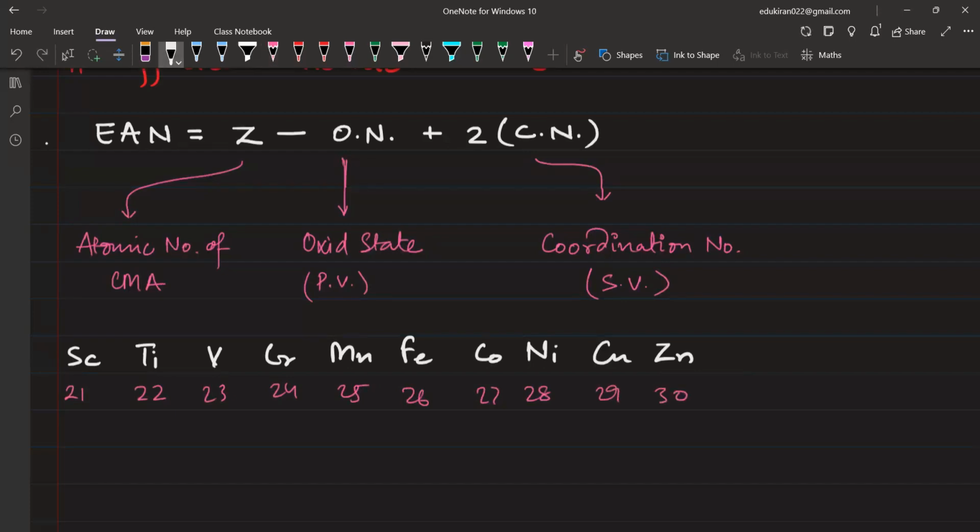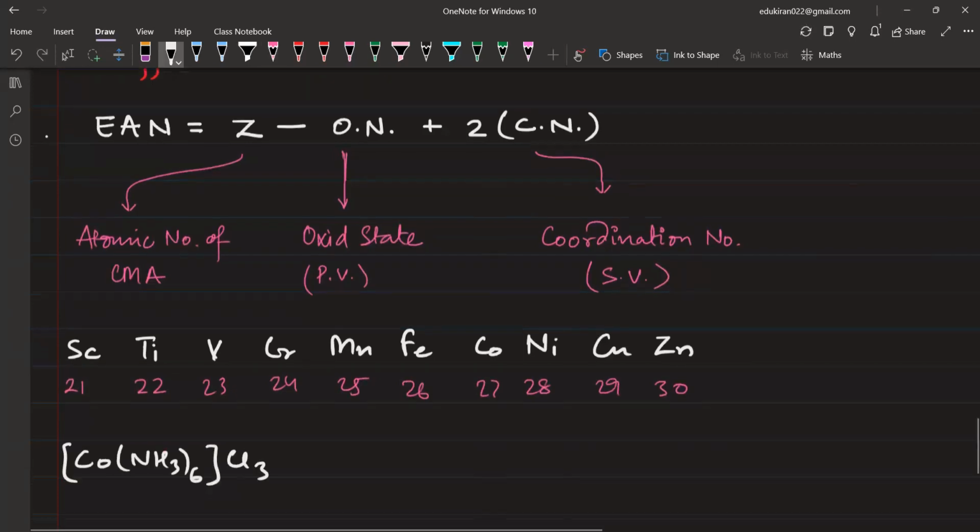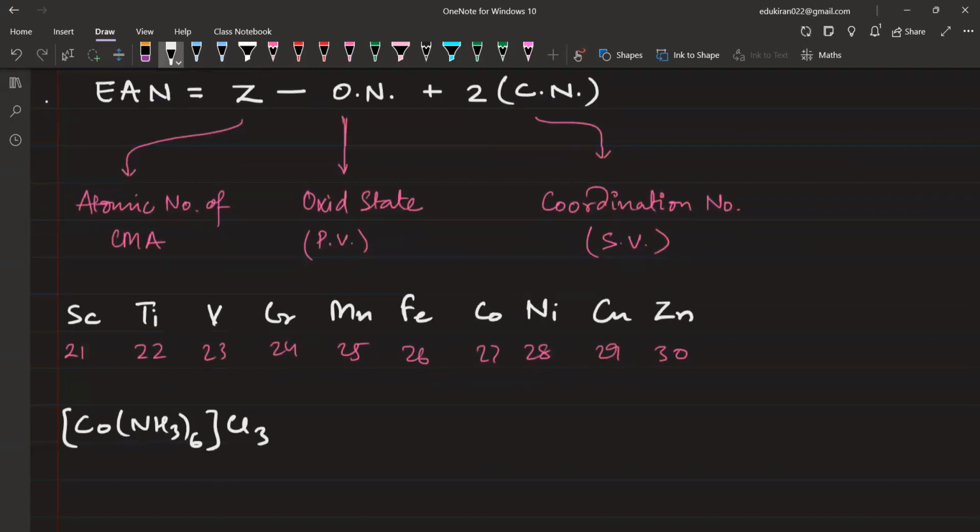Okay. Now if you are having something like this, [Co(NH3)6] and outside the square bracket you are having Cl3. Okay, so look here, what will be the effective atomic number of this particular molecule? So what is the Z here? Tell me, what is the atomic number of cobalt? Atomic number of central metal atom? Tell me, guys.